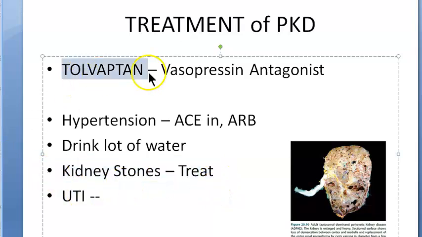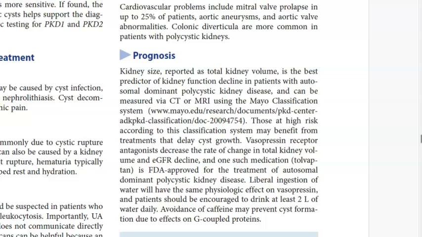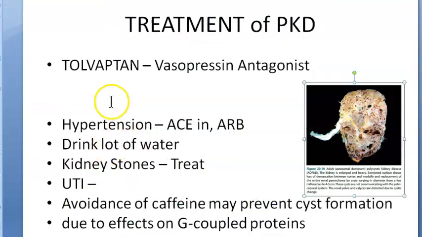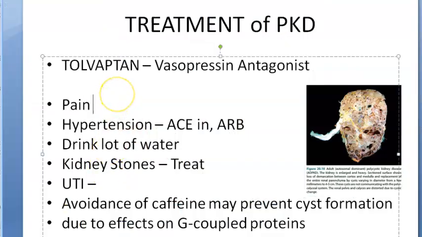Basically the drug to reduce the damage to the kidney is TOLVAPTAN, and there are other drugs like, actually I don't find any other drug here. The only thing is they're saying you should avoid caffeine. It will prevent cyst formation. For pain, if they have pain, you give them a painkiller.